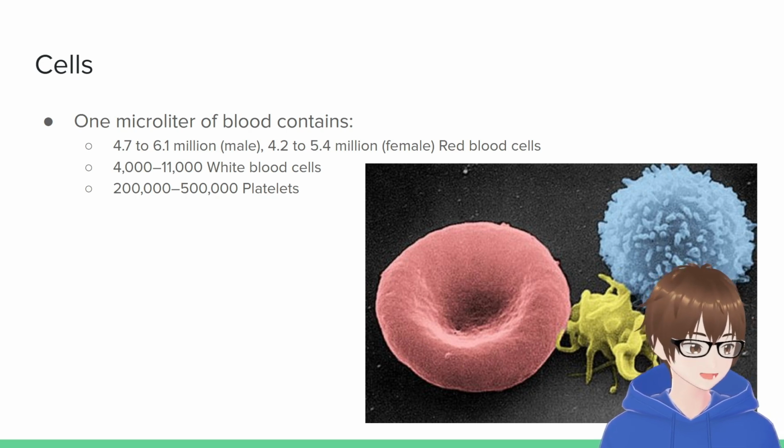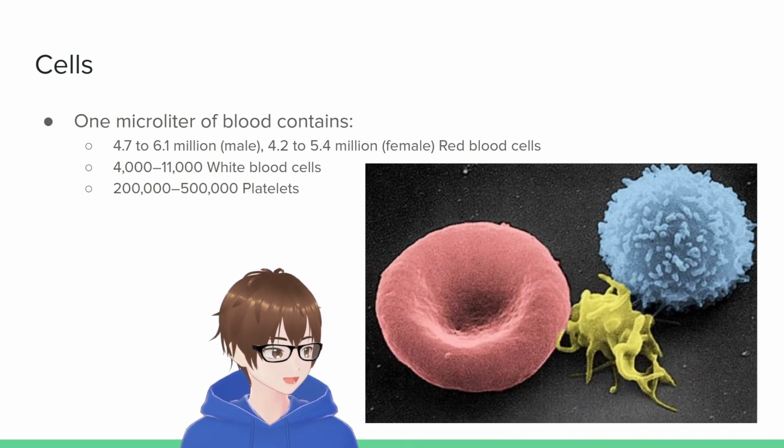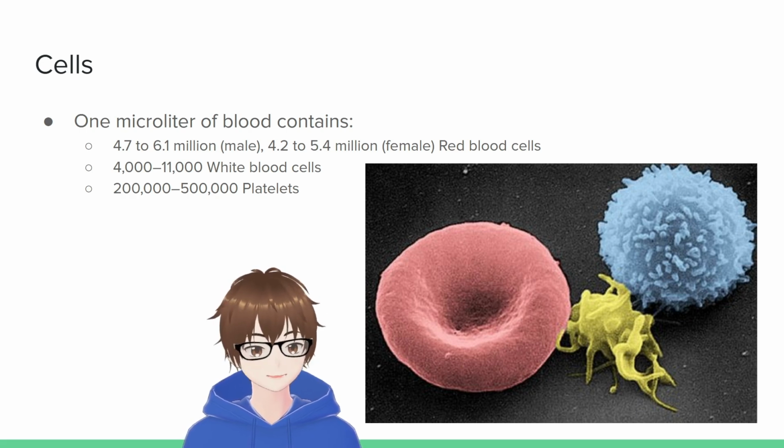And if you look here behind me, we do have a picture of them. Of course, the red one is a red blood cell. The yellow is a platelet, and the kind of bluish white one up there is a white blood cell. And platelets are much, much smaller than any red blood cell or white blood cell.